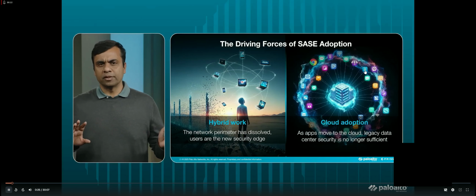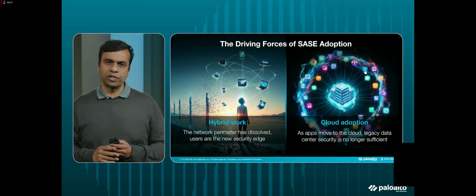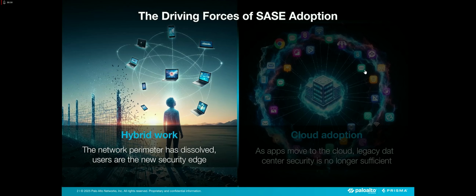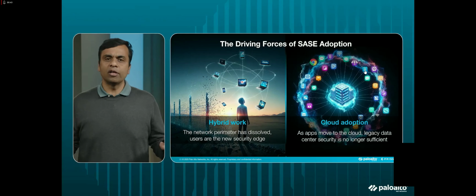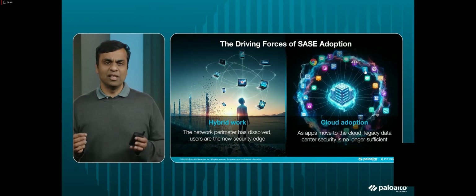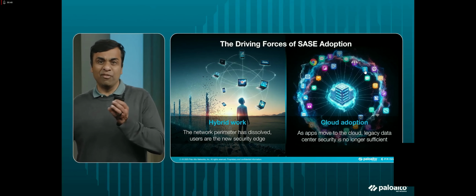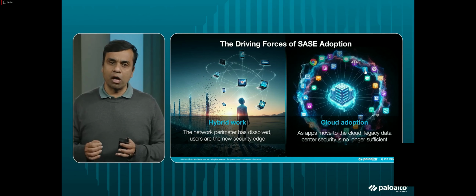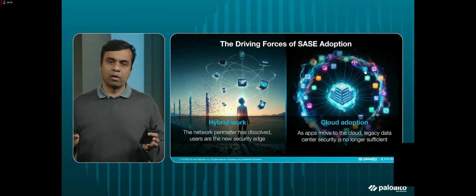So before we talk about innovations, let's start with the two main forces that have been driving the rapid adoption of SASE. First, hybrid work. The traditional network perimeter has essentially disappeared. People are working from everywhere, at home, in the office, on the go, and they're accessing corporate applications from all devices. That means the user, or if you talk with the networking guy, the device has effectively become the new security edge. SASE's job is to protect users, devices, and their connections, wherever they are.